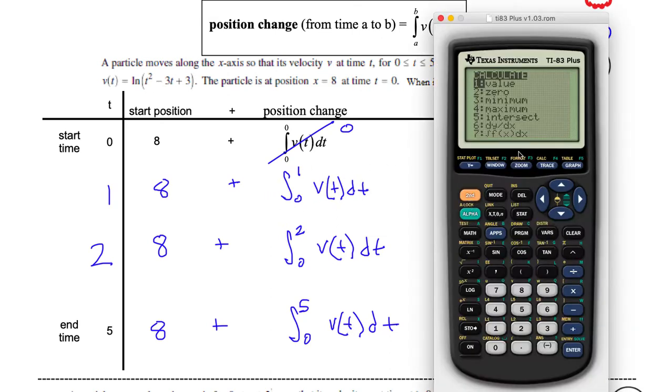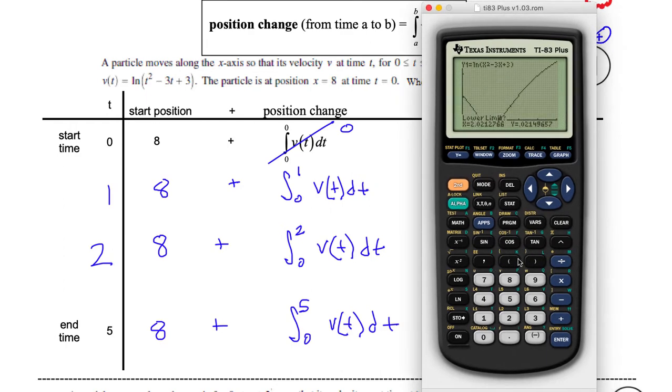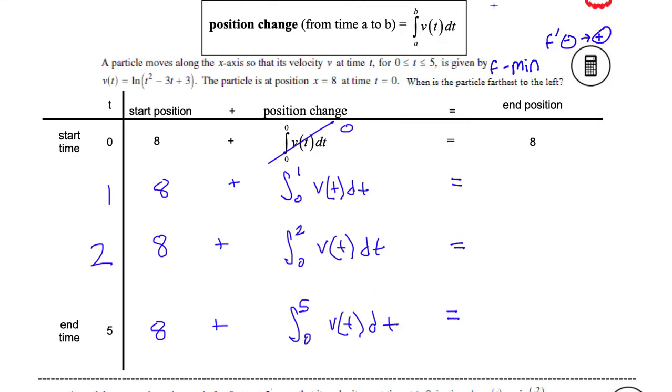So second trace, and I'm going to calculate the integral here. So second trace 7. The lower limit is 0. So I'm going to type 0 for the lower limit. The upper limit is this upper limit of 1. Hit enter, and it's going to shade in between 0 and 1. We get that as 0.555 rounding. So I can say that this is 0.555 for my notes, and 8 plus 0.555 is 8.555.